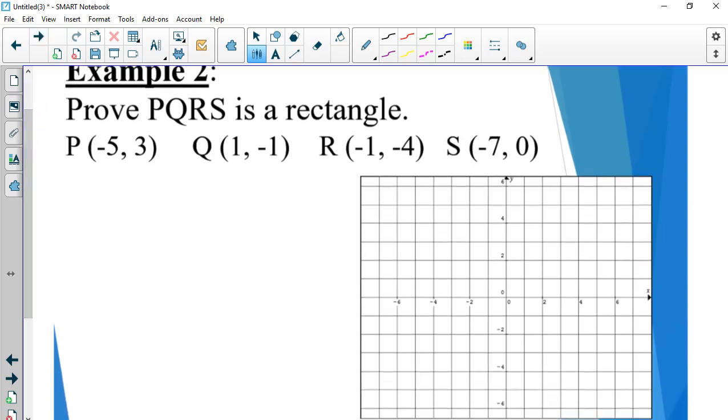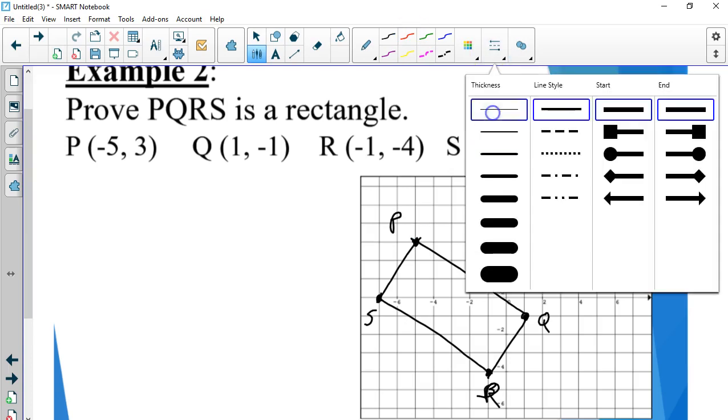So let's do this. -5, 3 is P. And then 1, -1 is Q. -1, -4 is R. And S is -7, 0. All right. Looks like a rectangle to me, but you cannot go by looks alone. So we have to do the math.